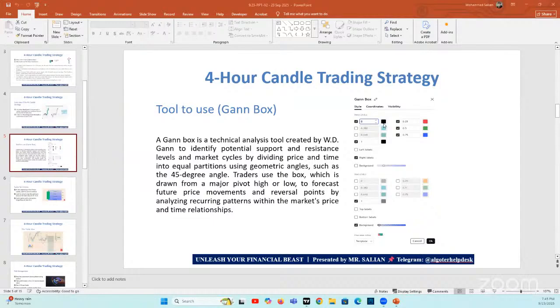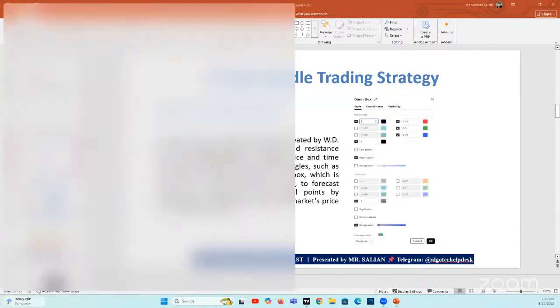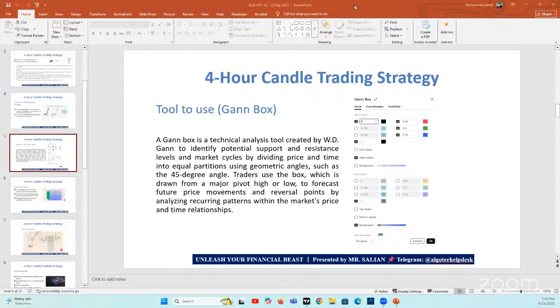Sorry, my friends. I hope you can see my screen again. Can you confirm to me? Okay, thank you. So that's the gun box, right? These are my settings. You can copy this if you want.